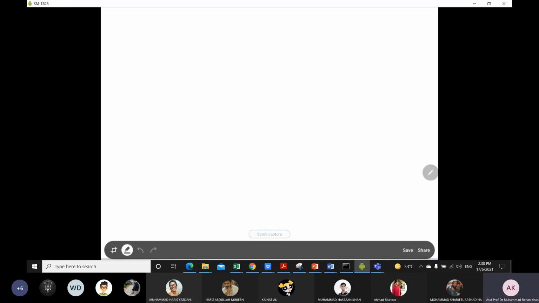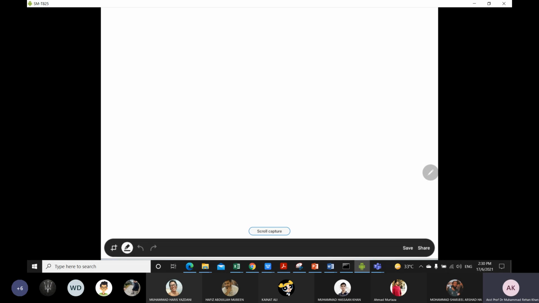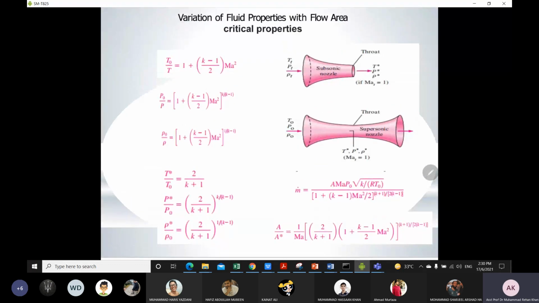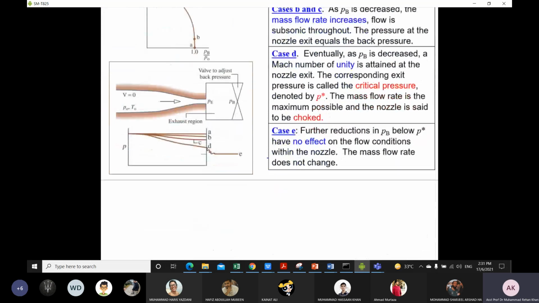Okay, so we will apply all these things, that is your choked flow, in the problems as well. Okay, so first we will look into the equations that we discussed in the previous slide, that is mass flow rate and area by A star, and how these equations come about. So first we will look into the derivation of these equations.